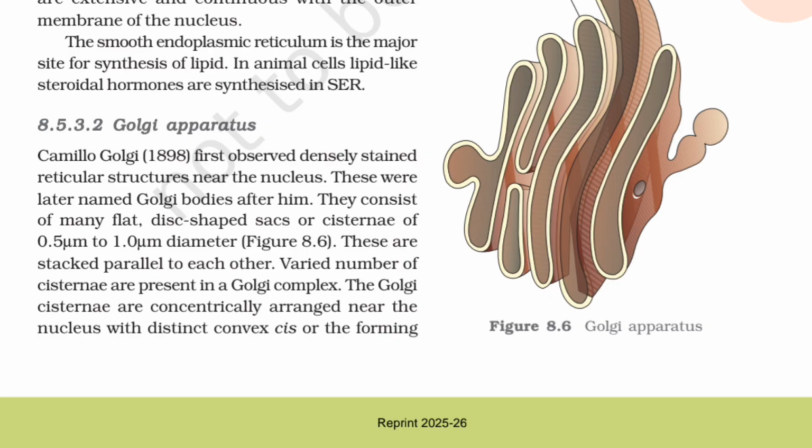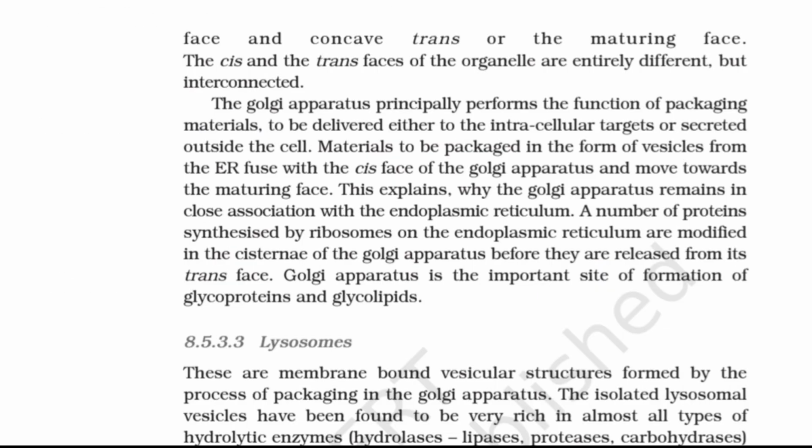The Golgi cisternae are concentrically arranged near the nucleus with a distinct convex cis or forming face and a concave trans or maturing face. The cis and the trans faces of the organelle are entirely different but interconnected. The Golgi apparatus principally performs the function of packaging materials to be delivered either to intracellular targets or secreted outside the cell.